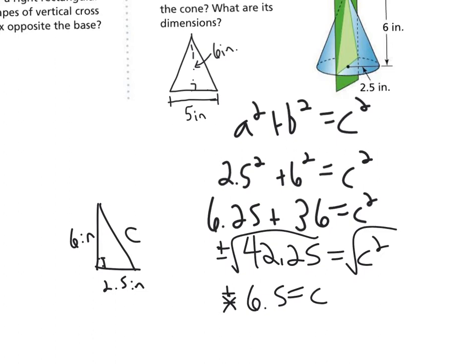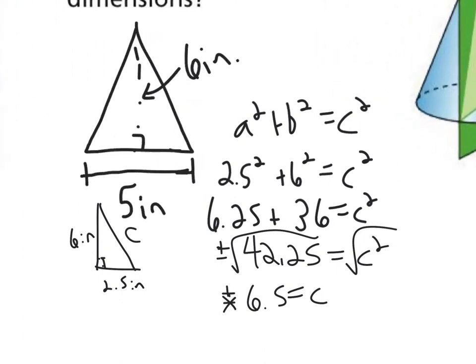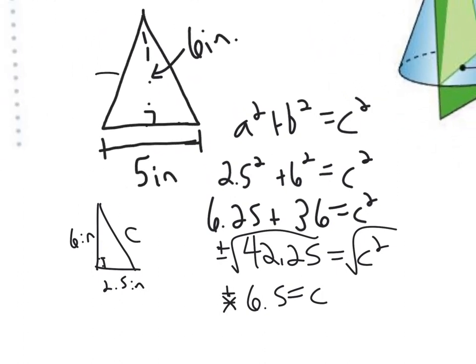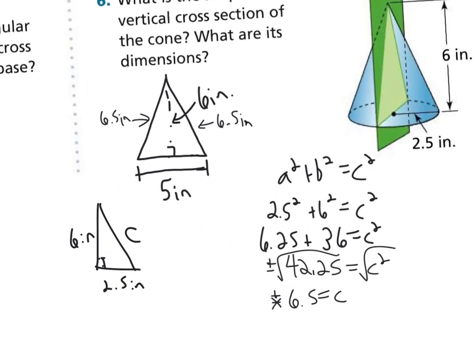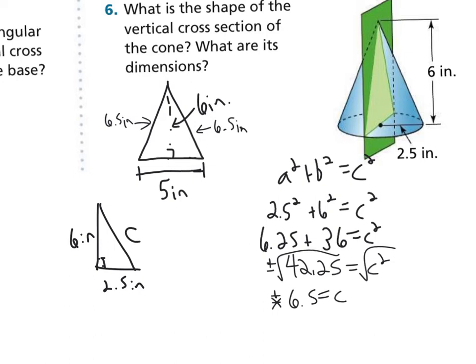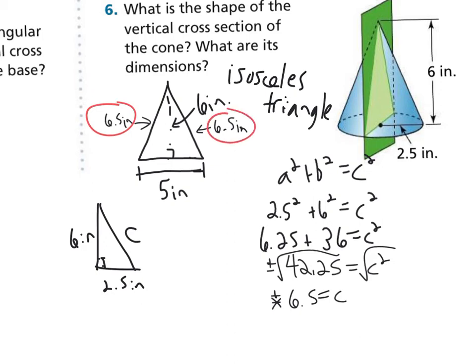So what that tells us, if we go back to our picture, is that this would be 6.5 inches and this would be 6.5 inches, because both of those smaller triangles would be the same as each other. And so then we have all those dimensions, and then technically, more specifically than just saying it's a triangle, we could say it's an isosceles triangle, because two sides of the triangle are the same length as each other.